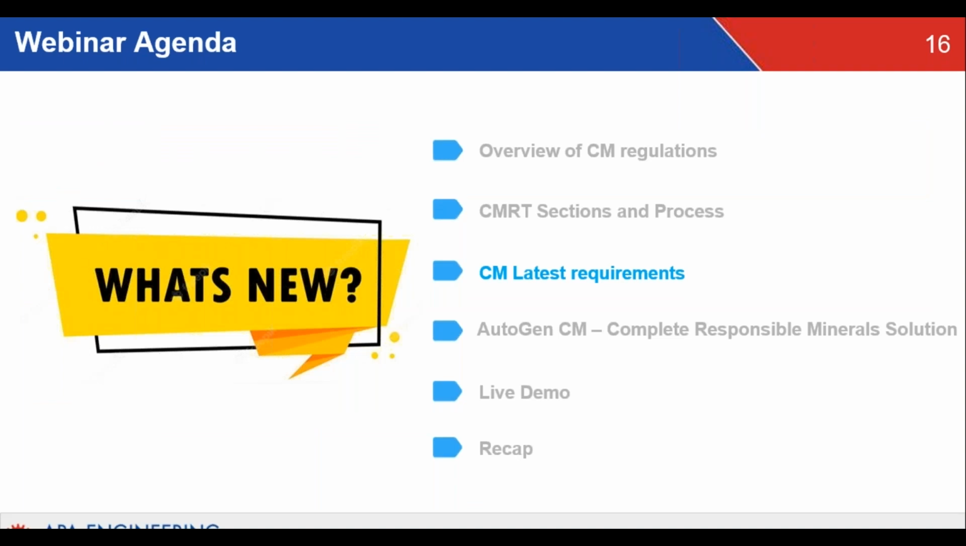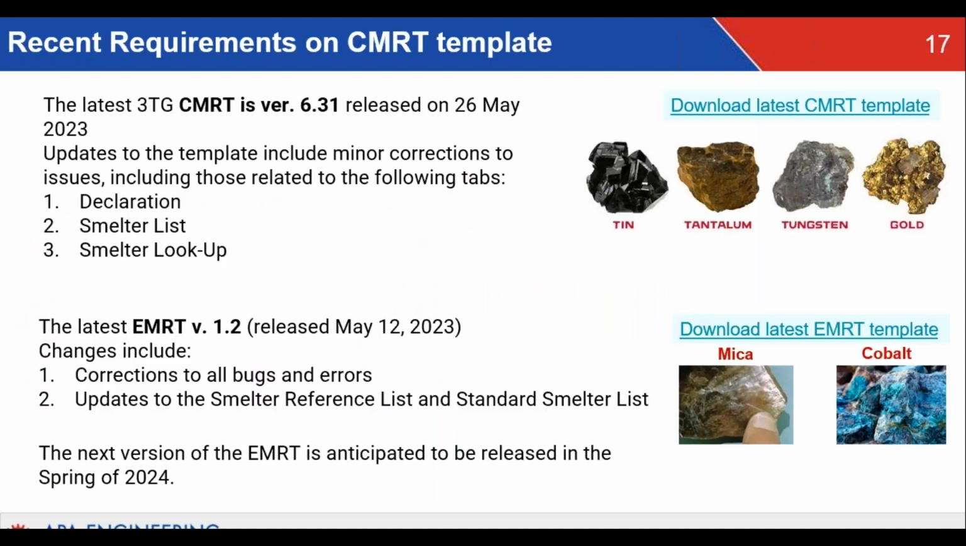So I'm going to speak on the latest requirements that we are seeing in conflict minerals. Before we move on, here is the latest version of the reporting template. By 26 May 2023, version 6.31 came in, which had minor corrections and some issue fixes related to the declaration and how they were searching for smelters.